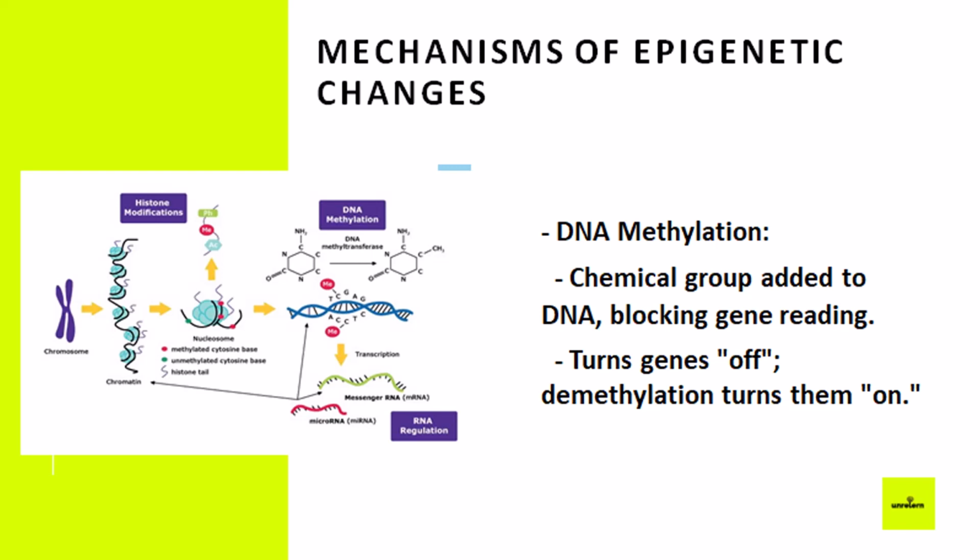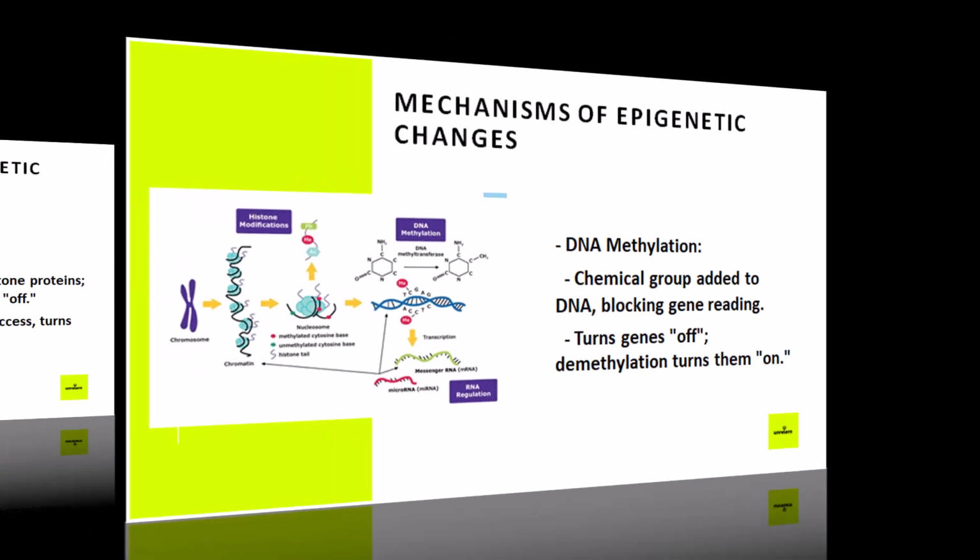1. DNA methylation. DNA methylation involves adding a chemical group to DNA at specific places, blocking the proteins that read the gene. This process turns genes off. Conversely, demethylation removes the chemical group, turning genes on.